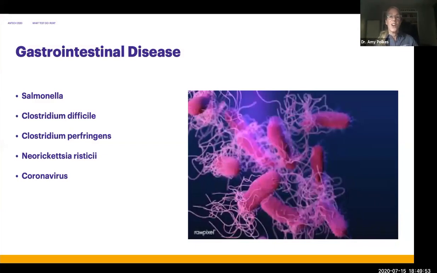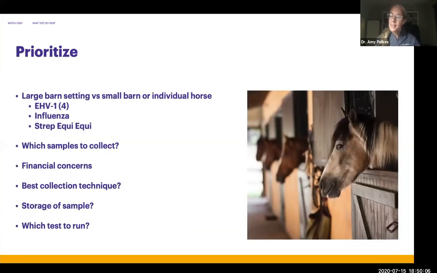All right, so moving on to gastrointestinal diseases. I'm going to talk about Salmonella, C. diff, C. perfringens, Potomac horse fever, and coronavirus. Same thing, of course, with gastrointestinal diseases and things that are highly infectious like Salmonella: you are going to prioritize diagnostics based on whether you're talking about a single horse in a small barn versus a large barn setting, financial concerns, all of those things.